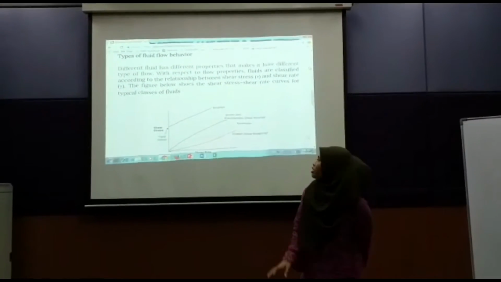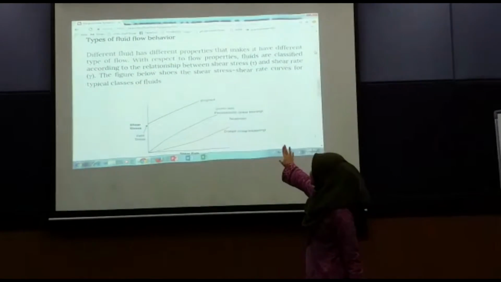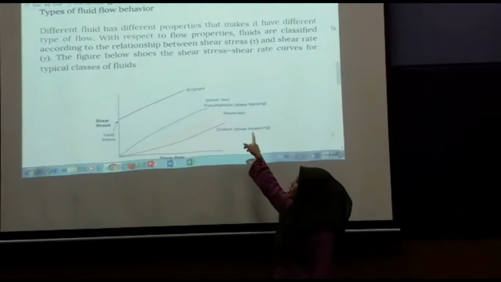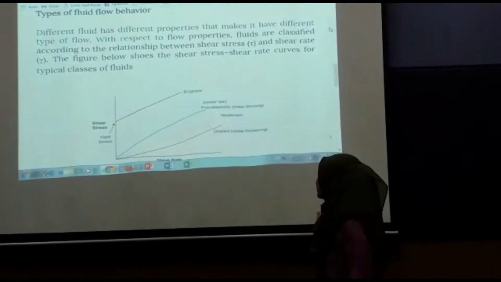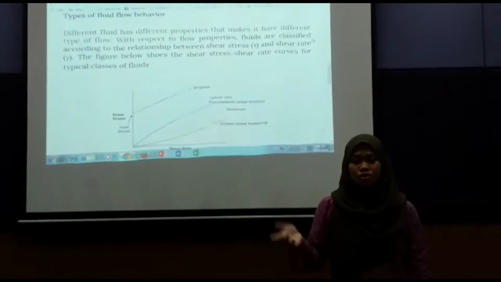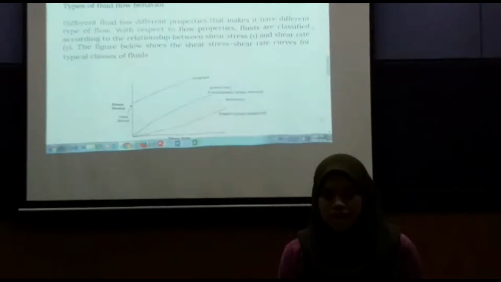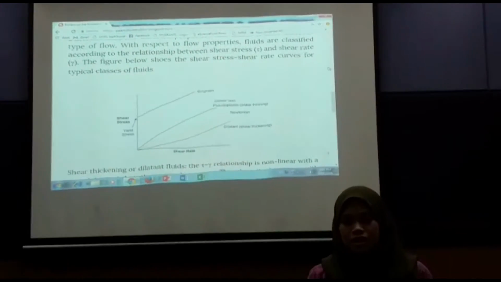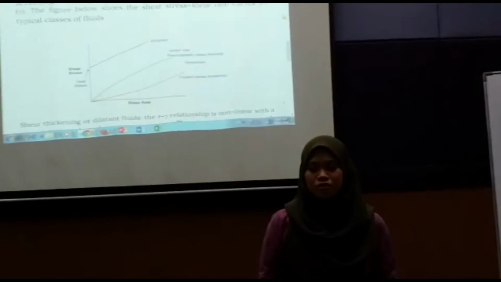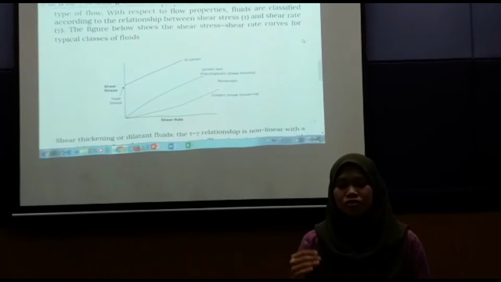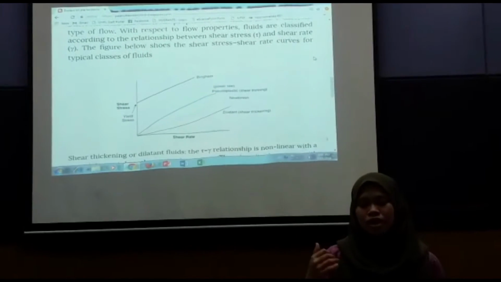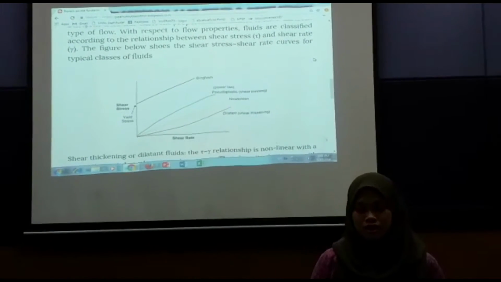The flow fluid behaviors are non-Newtonian, dilatant, pseudoplastic, and Bingham, and another one is the Newtonian fluid. So it is actually different when the fluid has different properties that make a different type of flow with respect to flow properties. Fluids are classified according to the relationship between the shear stress and shear rate.